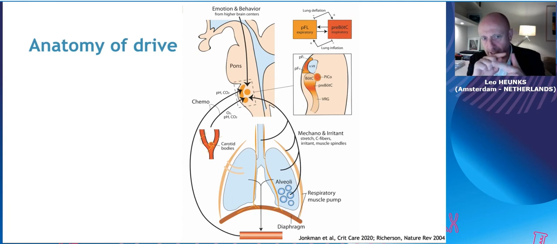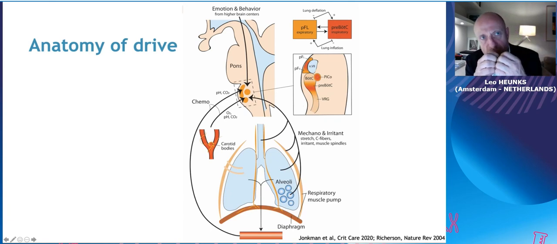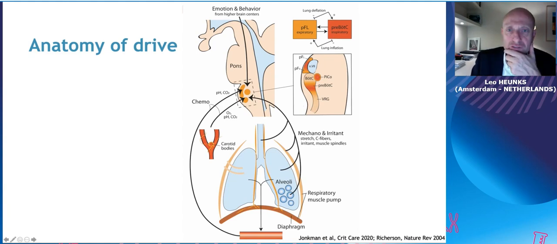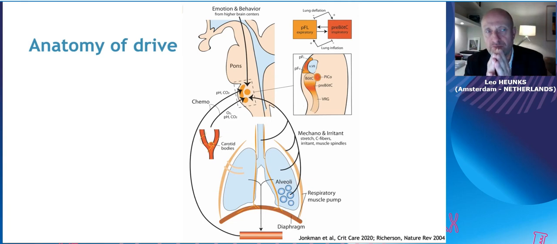The second pathway after chemoreception is the mechano and irritant receptors in the chest wall, in the respiratory muscles, and the alveoli. For instance, alveolar stretch inhibits inspiration and stimulates expiration through the well-known Hering-Breuer reflex. And the third influence on the respiratory centers is from the higher cortical centers. Damage to the cortex usually increases activity of the respiratory centers, but the cortex also allows you to voluntarily control breathing.